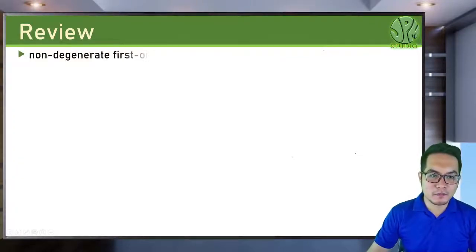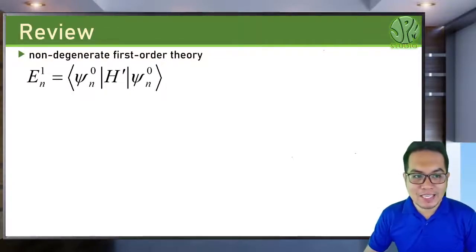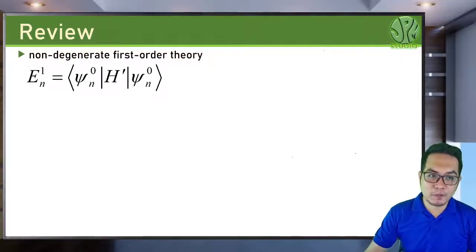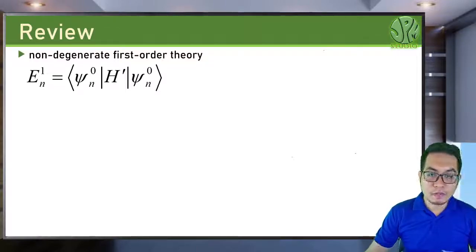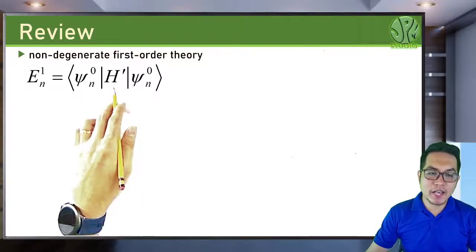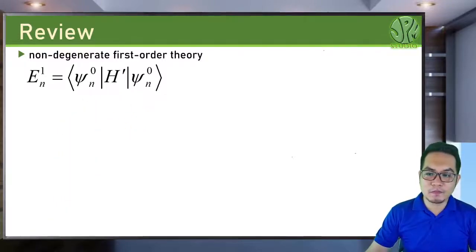So, in the first lessons, we have discussed the non-degenerate first-order theory, which gives us the first-order correction in the energy of a perturbed system. And the first order energy correction is just the expectation value of the perturbation with respect to the unperturbed states.